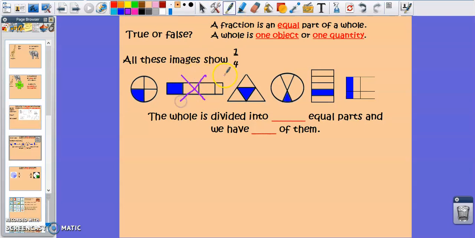Put a cross through that one. This one, the whole is divided into 4 equal parts, and we have got one of them. So that one is. So I've got 2 which are so far. The next one, the whole is divided into 4 parts, but again, they're not equal, are they? This one's much smaller, so this one is not showing a quarter. Over here, the whole has been divided into 1, 2, 3, 4, 5 equal parts, and we have one of them. So that's showing 1/5. So that one's not showing a quarter.